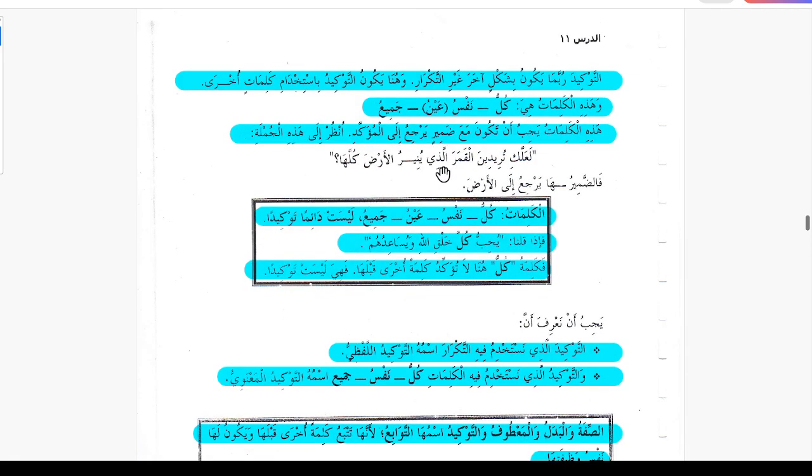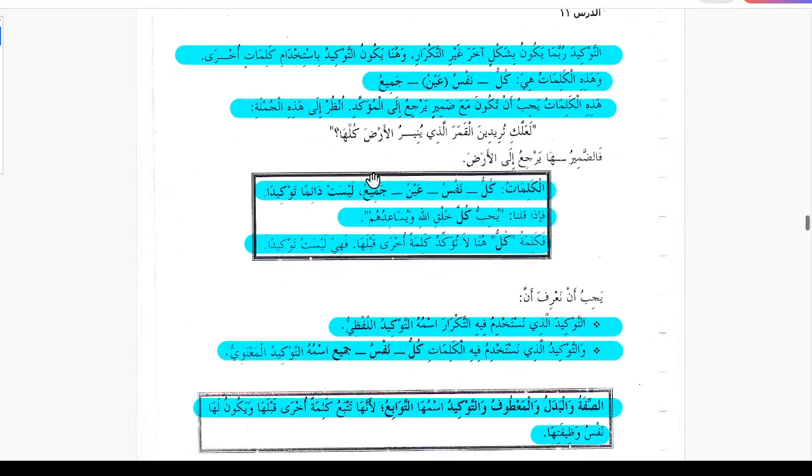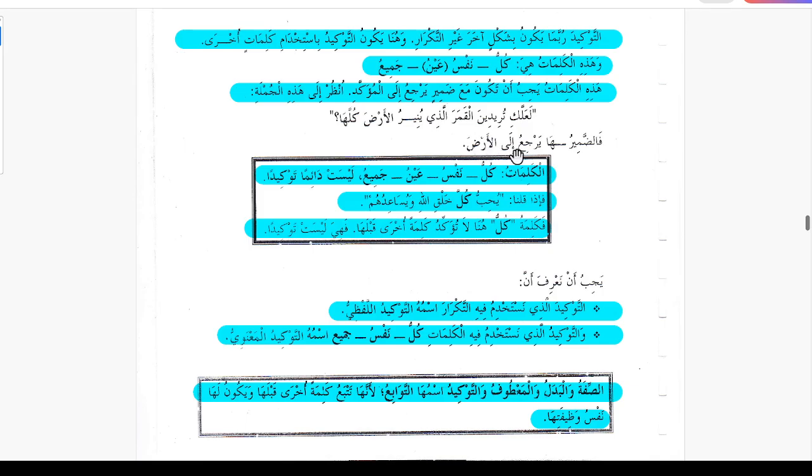Look at this sentence: hopefully you want the moon, the one that illuminates the earth, kullaha, all of it. So kulla is emphasis referring to the earth, meaning all of it, to make an emphasis that it illuminates the whole earth. The pronoun ha is referring to the earth, which is the muakkad. Kulla is for emphasis, and it is muakkad, so ha is referring to the earth.